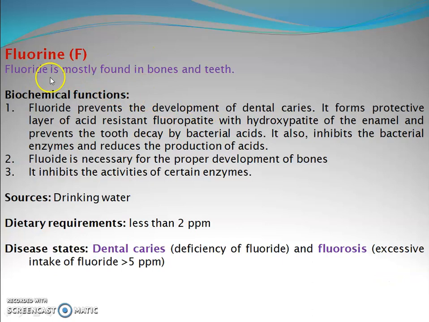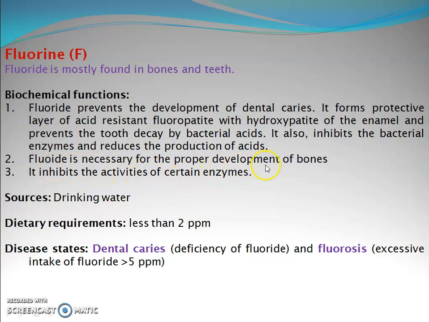Fluorine. Fluoride is mostly found in the bones and teeth. Biochemical functions: fluoride prevents the development of dental caries. It forms a protective layer of acid-resistant fluorapatite and hydroxyapatite on the enamel and prevents tooth decay by bacterial acids. It also inhibits the bacterial enzymes and reduces the production of acids.